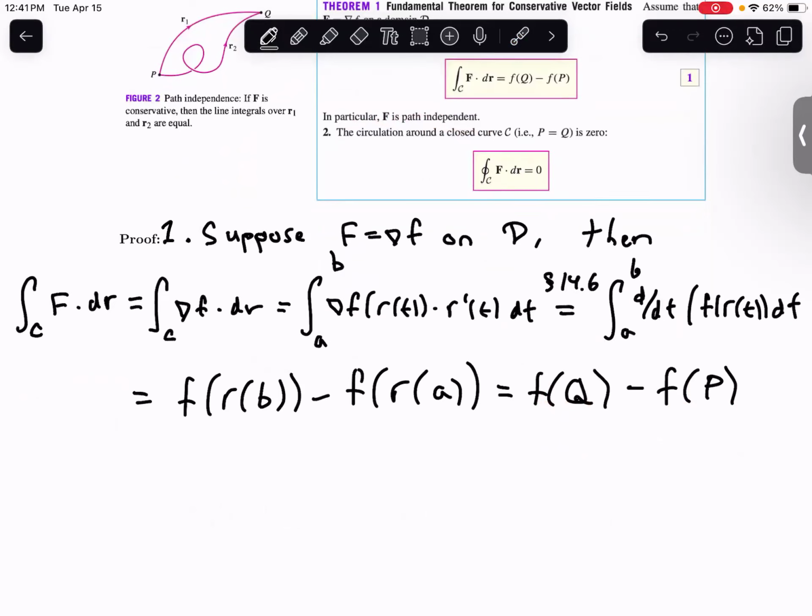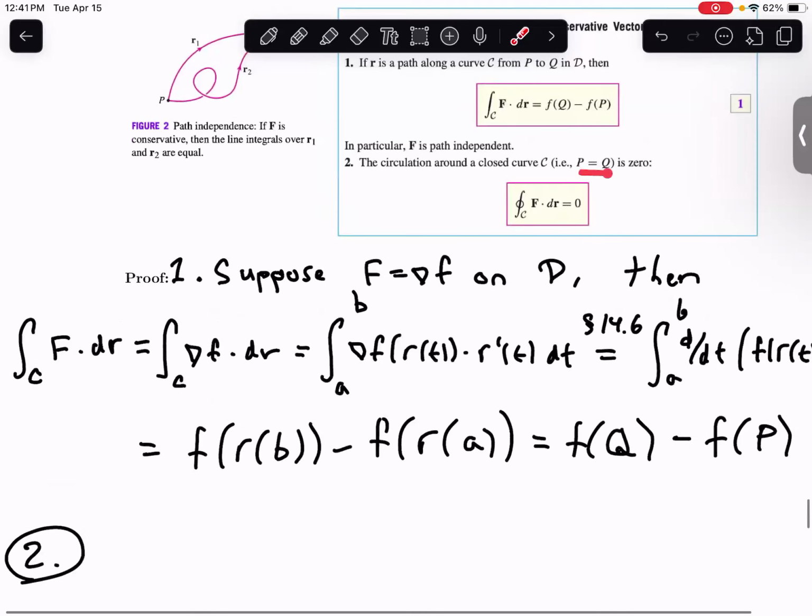Then we just have the second part. Can anyone say why the second part ends up being true based off the first part? If we do this vector line integral over a closed curve, why is it going to end up being equal to 0? Yeah, go for it. Yeah, if we have a closed curve, that means the beginning point and the end point are equal to one another. So P is equal to Q.